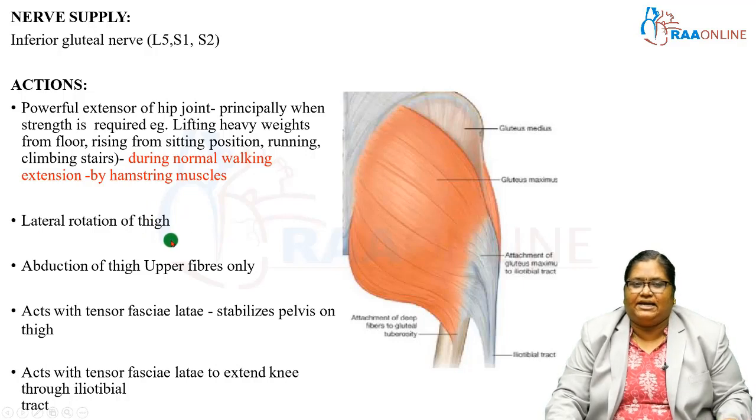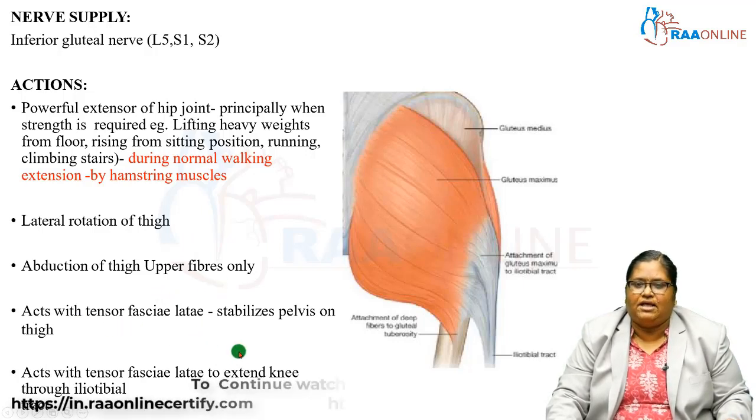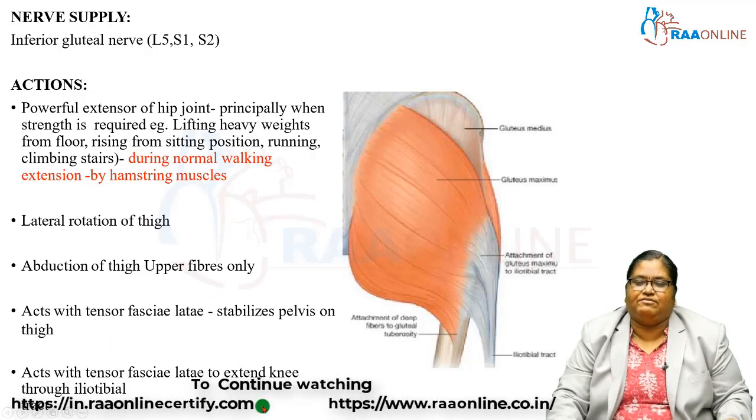Then they are the lateral rotators of the thigh and abductors of the thigh, especially by the upper fibers only, and act along with the tensor fascia lata to stabilize the pelvis on the thigh, and act with the tensor fascia lata even to extend the knee through the iliotibial tract.